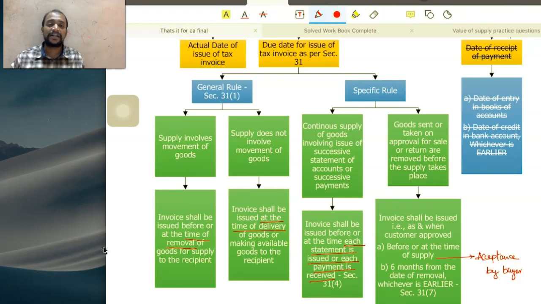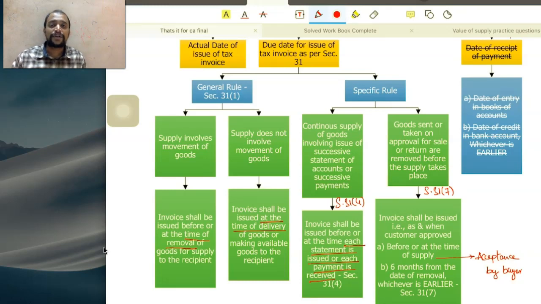This is given in section 31 subsection 1, section 31 subsection 4 and section 31 subsection 7. This information is in section 31 subsection 4, and this information is in section 31 subsection 7, and this too is in section 31 subsection 1. So 3 points we discussed.